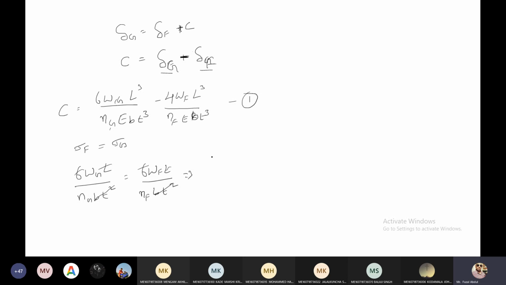So the equation changes to Wg by Ng equals Wf by Nf. With this we can write the equation: Wg equals Ng by Nf into Wf.